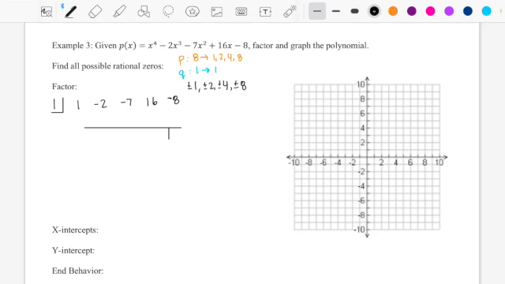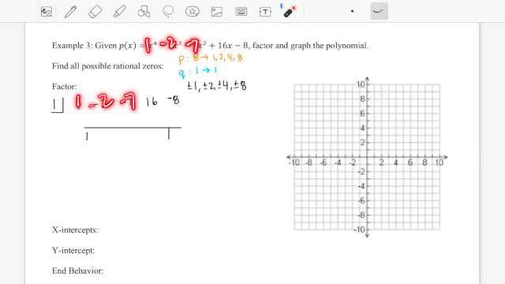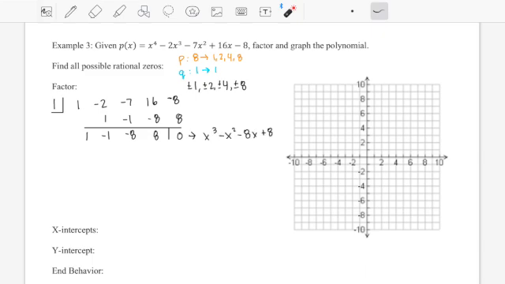I like to start with 1 whenever possible. It just makes everything a lot easier. So we're going to synthetically divide 1 into there. Remember, these are just your coefficients: 1, negative 2, negative 7, 16, and negative 8. So drop the 1 down, multiply by 1, add down, multiply, add down, multiply, add down, multiply, add down. Perfect, we got a 0. That's great. Now that leaves us with x to the third minus x squared minus 8x plus 8.